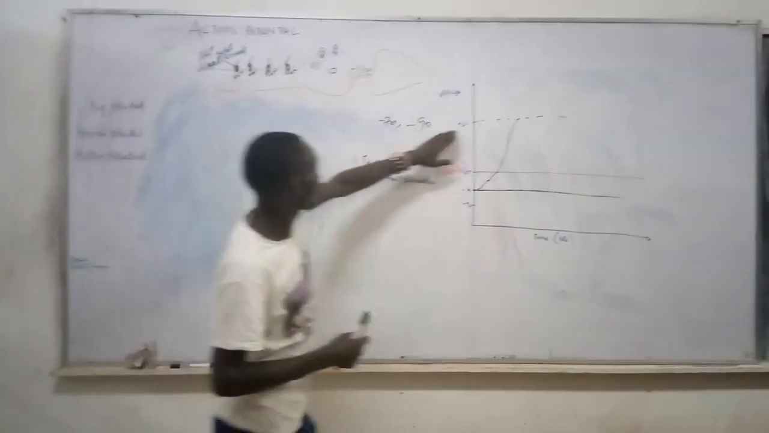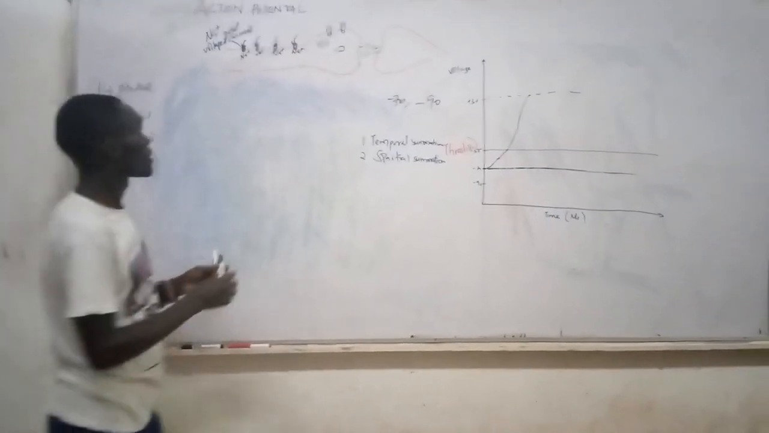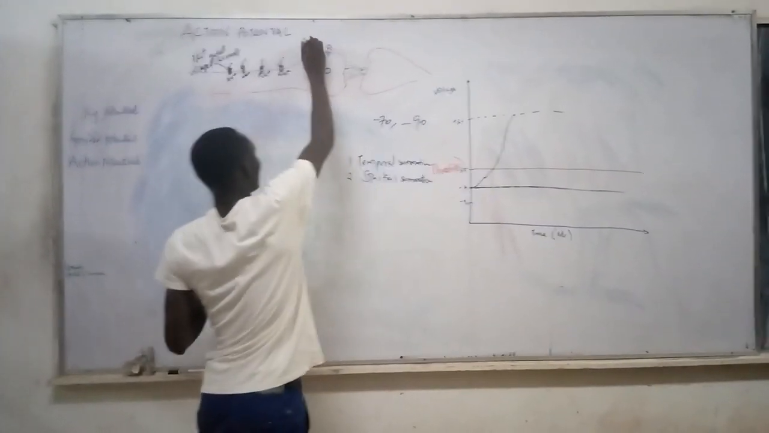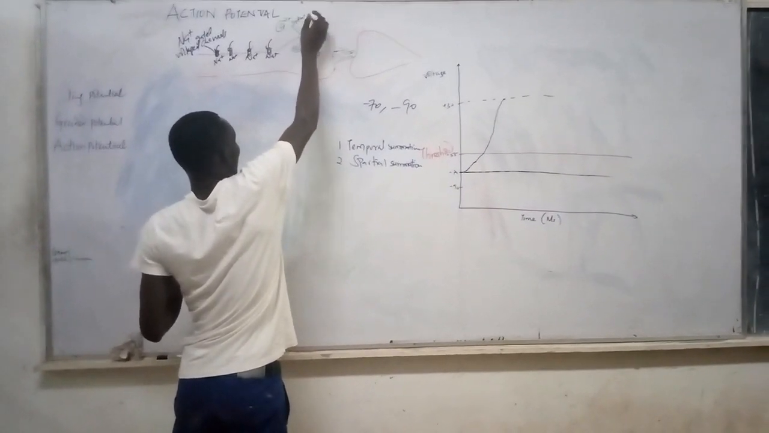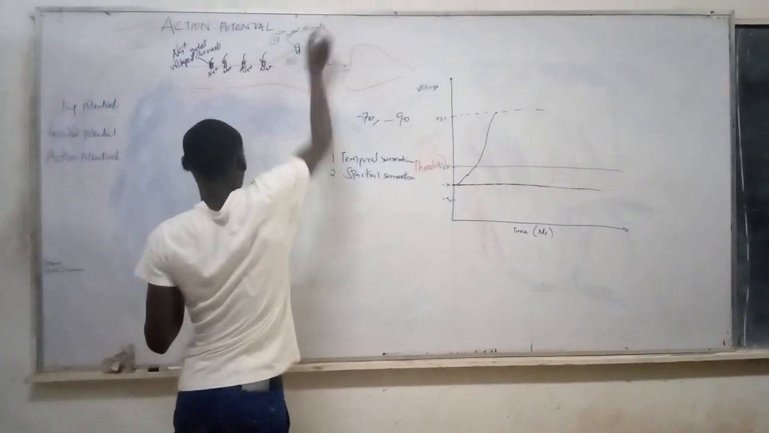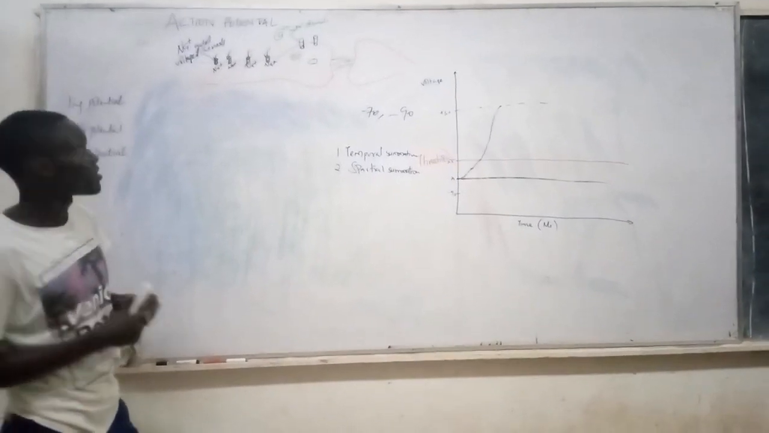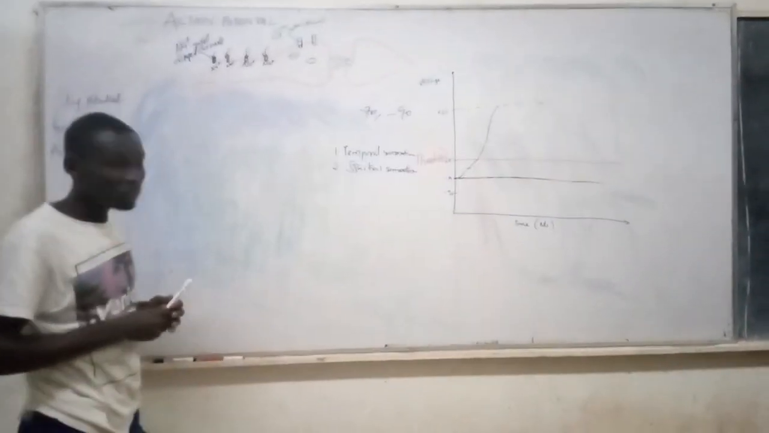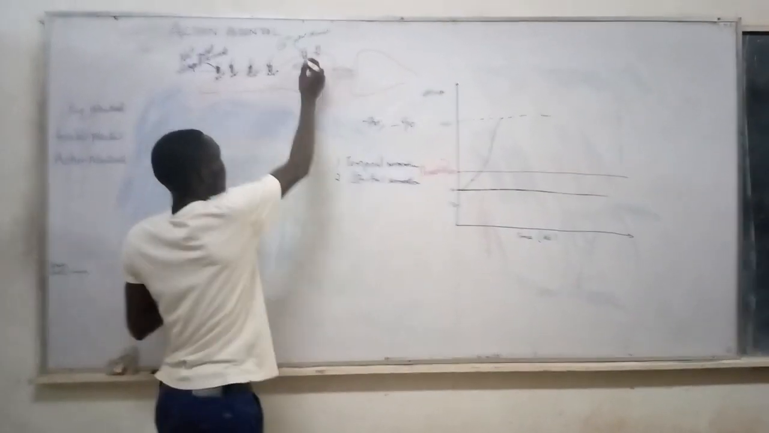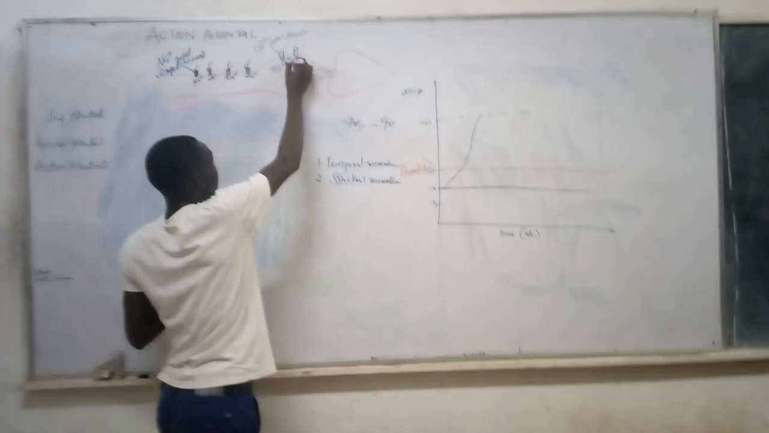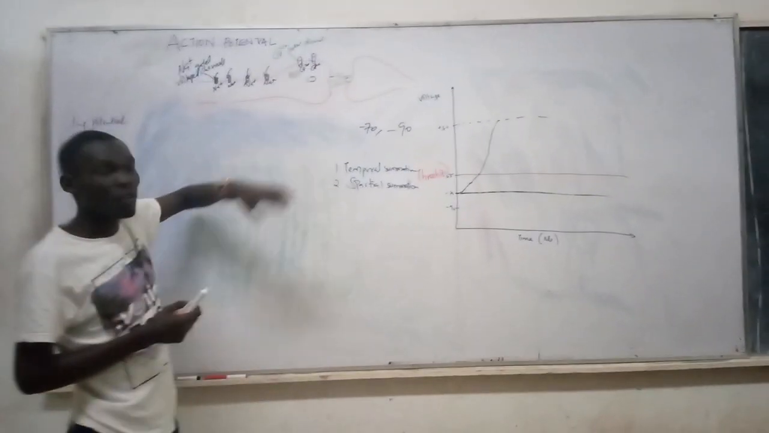When the charge goes up to positive 30, what happens? There are these channels here, which are calcium-gated channels. They open up, and more calcium ions leak in. So we have calcium ions leaking in.